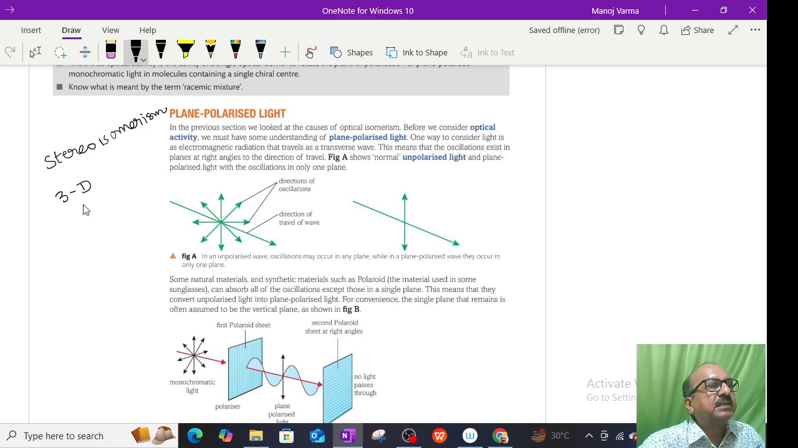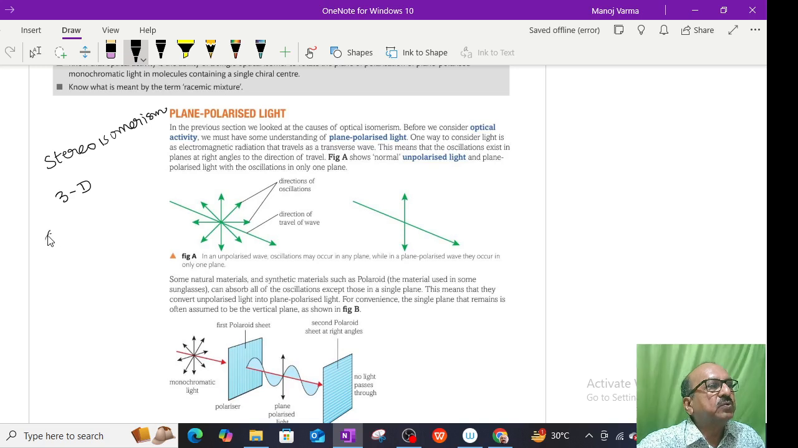So we find that sometimes the two-dimensional arrangement of two molecules may be the same, but they may differ with respect to their three-dimensional arrangement. That means the atoms are arranged in a different way in three-dimensional space. Now, within stereoisomerism, we have optical isomerism.